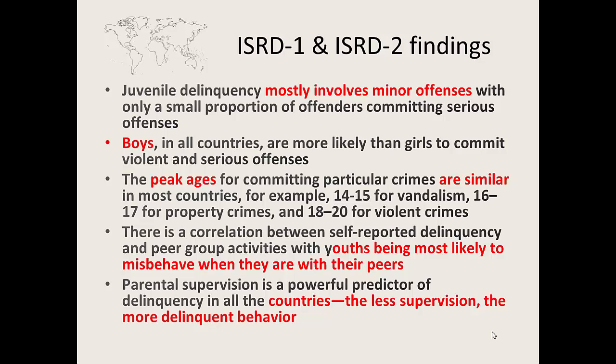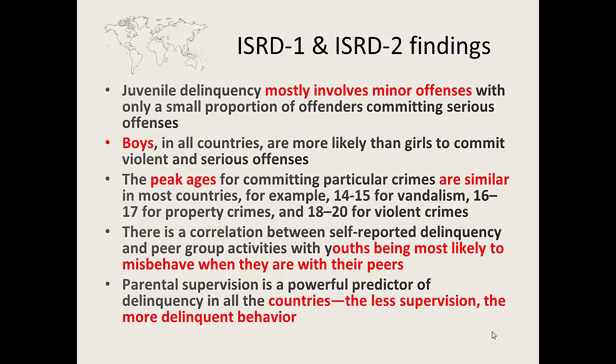We also find that there is similarity in terms of the peak ages for committing certain kinds of crimes. We see here, for example, that 14 to 15-year-olds are more likely to be involved in vandalism, 16 and 17-year-olds property crimes, and then 18 to 20-year-olds the age range when we get into the violent crime areas. And again, consistent findings regardless of what country we're talking about.